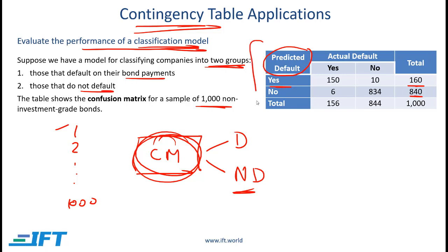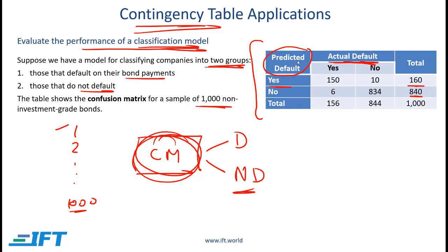Now, in this table, obviously one variable is the predicted default or the prediction that there is no default. The other variable is the actual data. So we also look at these 1,000 companies and whether they actually defaulted or not. So this is a contingency table in the sense that it has two variables, the variable related to predicted default and the variable related to actual default.